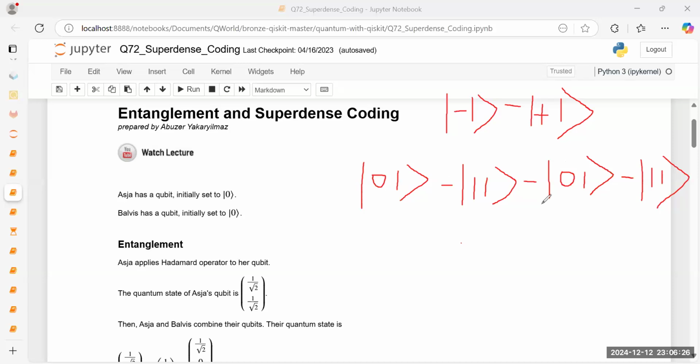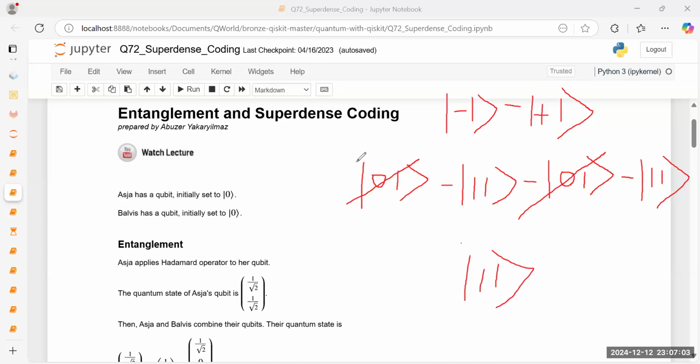Okay. So at this point, a couple of states will interfere constructively while others will interfere destructively. If you look here, we have 0, 1 and minus 0, 1. So these will cancel out. So these will interfere destructively. Whereas you have minus 1, 1 and minus 1, 1 here. So these interfere constructively. And we end up with 1, 1 at the end.